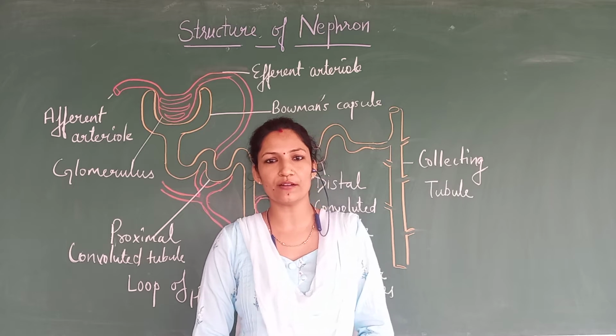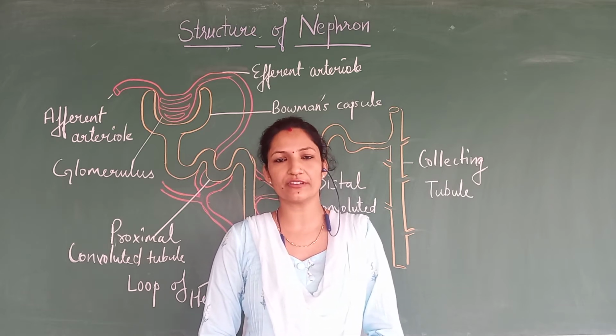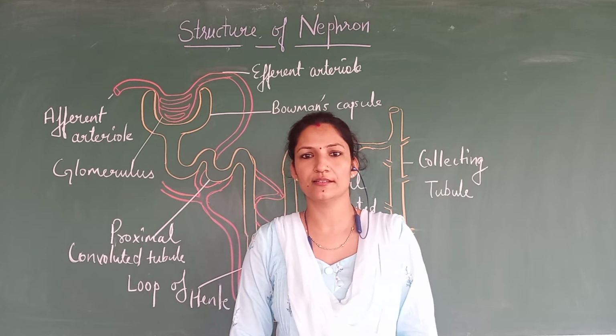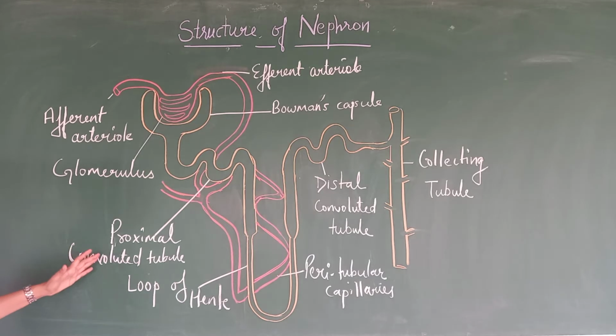Today we are going to talk about the structure of nephron, the functional unit of kidney. Class 10th, excretion in human. So here we are going to see the structure in detail. In our next lecture we are going to talk about the mechanism of urine formation.